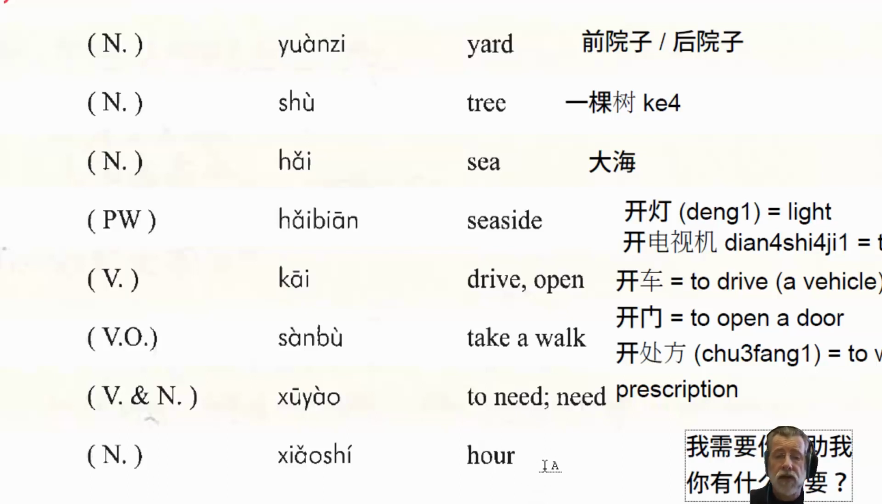The final one here is 小时. So when we are talking about duration of time, so how long something goes on for, we might say it goes on for 1小时 or 1个小时. Okay, so when we're talking about duration of time, that's when we use this one, 2个小时.